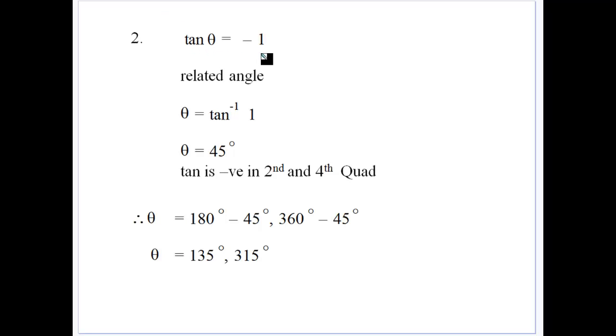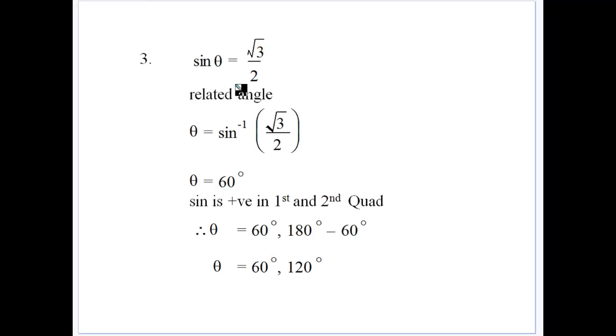Tan of theta is equal to minus 1. Again, what's our related angle? Inverse tan of 1 gives us 45 degrees. And where's tan negative? It's tan in the second and the fourth quadrant. So again, we subtract our related angle from 180 and 360 to give us those two solutions. So hopefully you're starting to see the process.